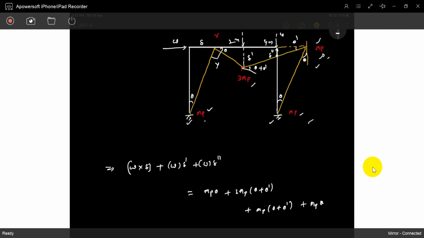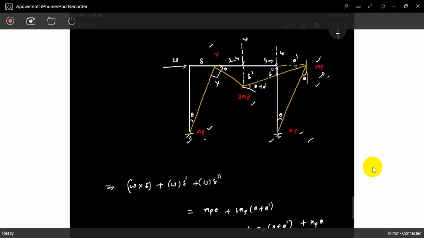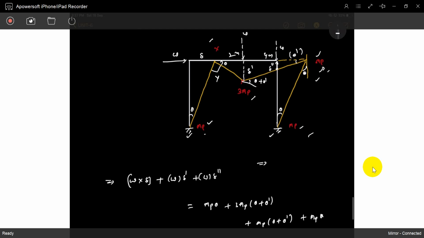That's it. Theta, theta dash, delta, delta dash, delta triple dash. Everything we can write down in terms of any one. Now I will write everything in terms of this theta dash.